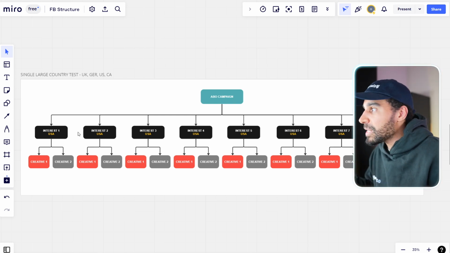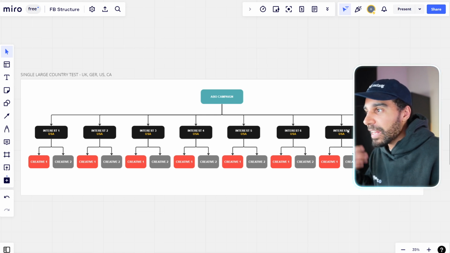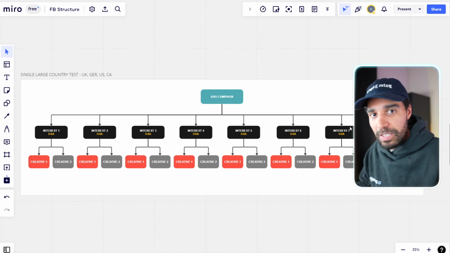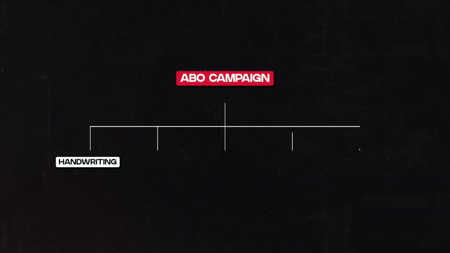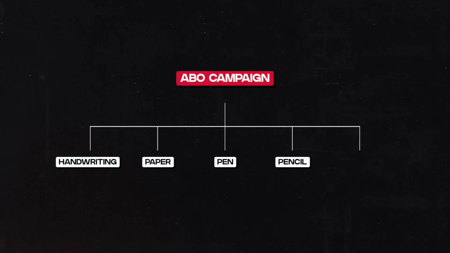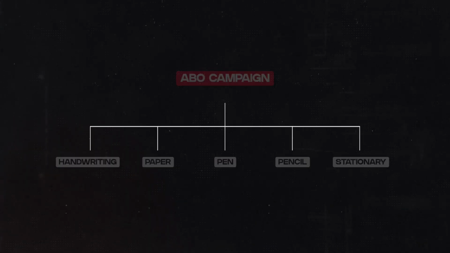Now, in terms of how many interests you need, all of these are going to be different, and again, it's very common sense. If you can't think of things, for example, if you're selling a pen, then you would put in things like handwriting, paper, pen, pencil, stationery, etc. Don't overthink it. Just use common sense. Also inside of Facebook, as I'll show you, they also have suggestions that you can use.